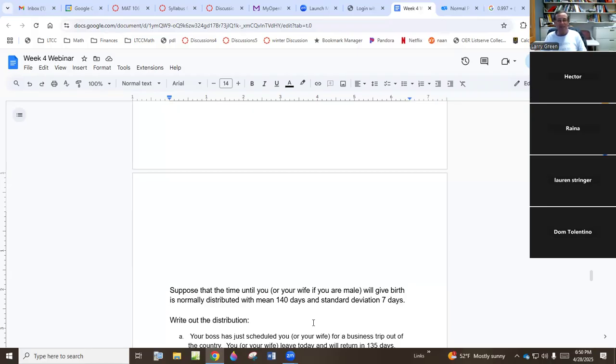Suppose that the time that you, or your wife if you're male, will give birth is normally distributed with mean 140 days and standard deviation 7 days. Okay, so I just want to let you know, this actually used to be a lot more accurate than it is now. So mean 140 days, you've probably heard this before. When you see a kind of a pregnant woman, what's one of the big things you ask?